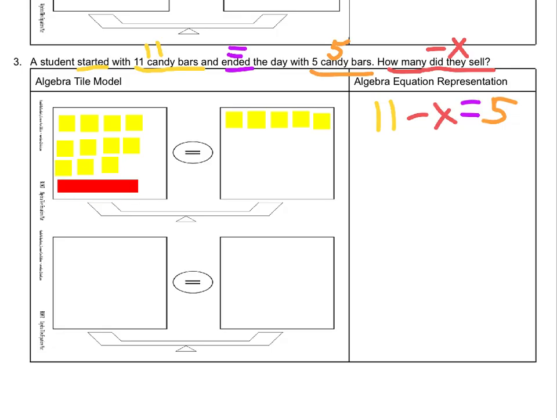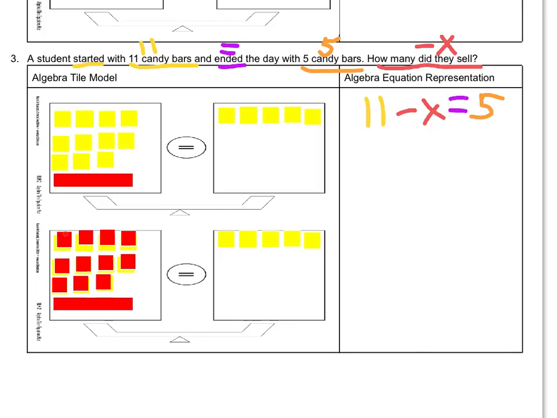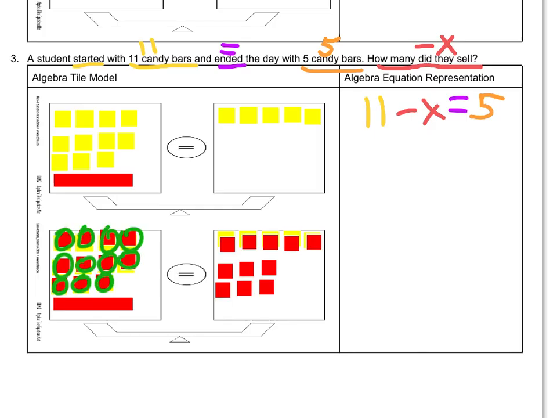So let's start by just taking away all 11 of these. Or I could think of it as adding negative 11 so that it zeroes out on the left-hand side. We've added a negative 11 on this side, which zeros those out, leaving just negative x on the left. And again, because I added negative 11 on the left, I need to add negative 11 on the right. We can see that zeroes out those 5s, leaving just negative 6 left. So what we have now is negative x is equal to negative 6.